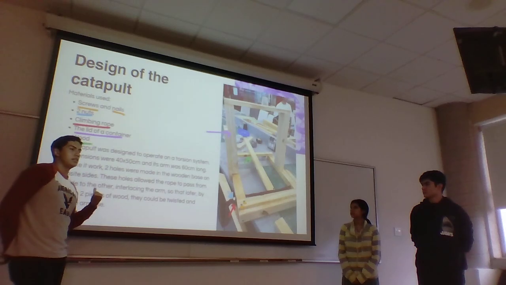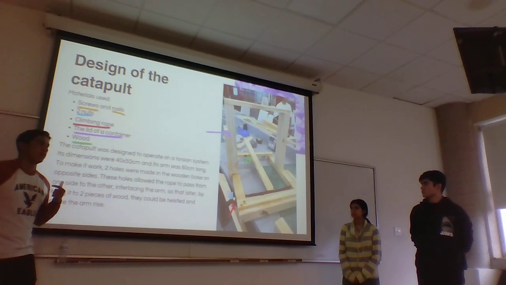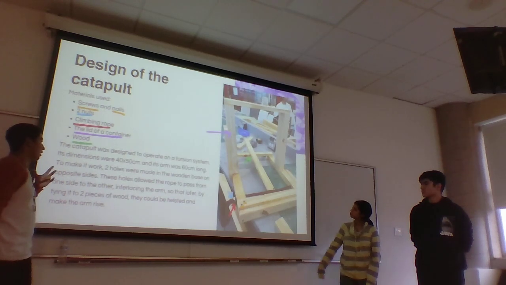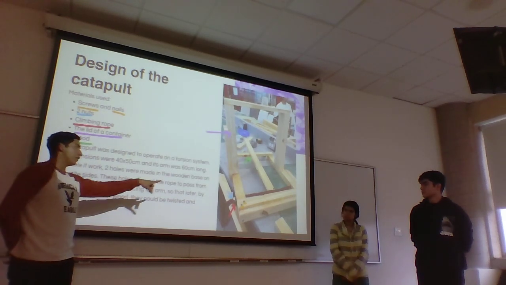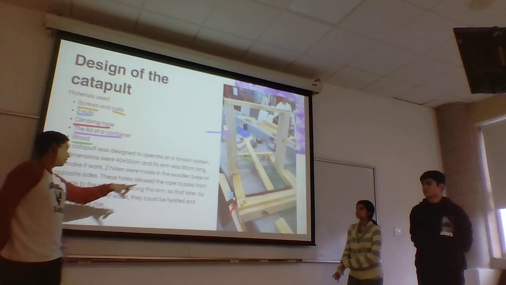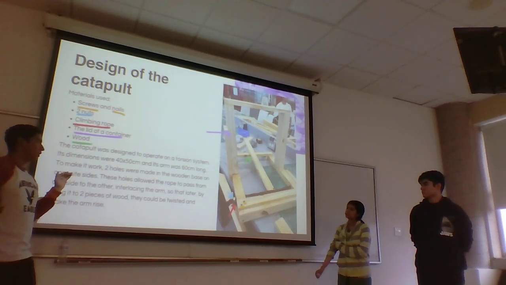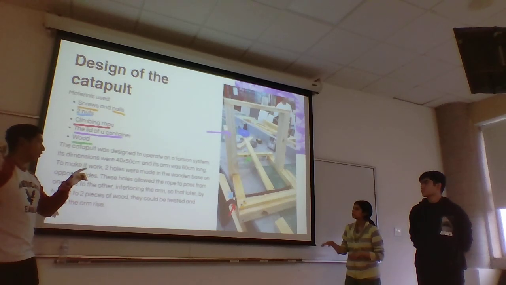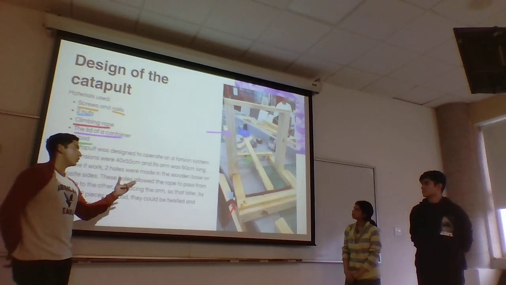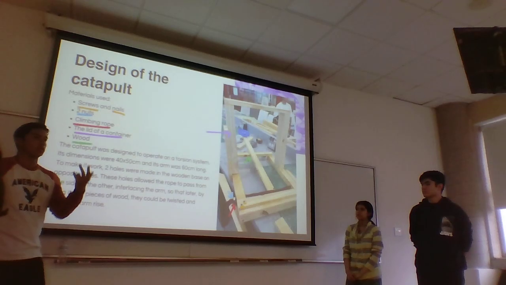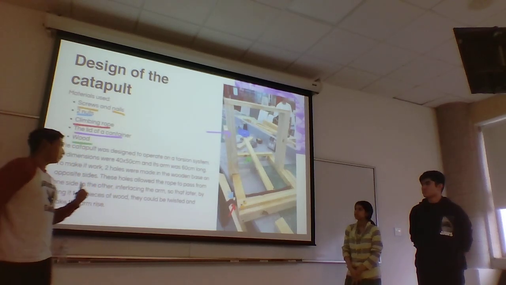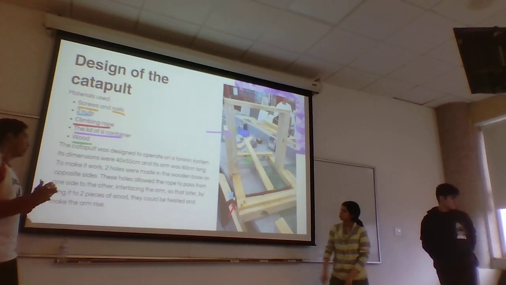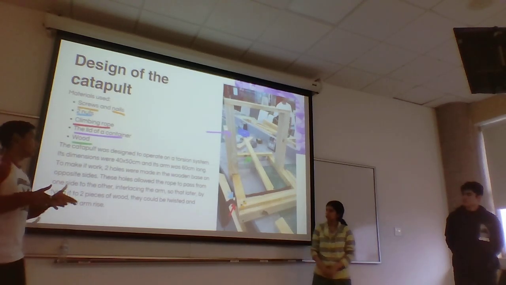To operate this catapult, we have a system of torsion. To make this work, two holes were made on opposite sides of the frame to pass the clean rope from one side to the other, interlacing the arm. This will later allow us to create the torsion by twisting and tying the two pieces of wood.